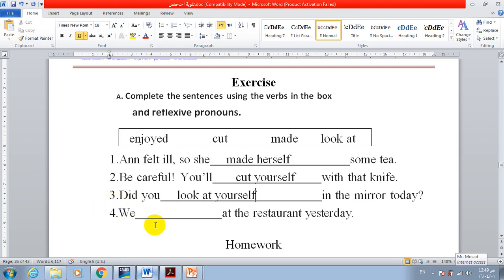Okay, let's move to number 4. We blank at the restaurant yesterday. What is the right word and the right reflexive pronoun here? Yes, the right verb is enjoy, but we must put enjoy in the past because the sentence is in the past. And the right reflexive pronoun here is ourselves. Why do we use ourselves? Because the subject pronoun here is we, and it's a plural pronoun, so it must be like this, ourselves.